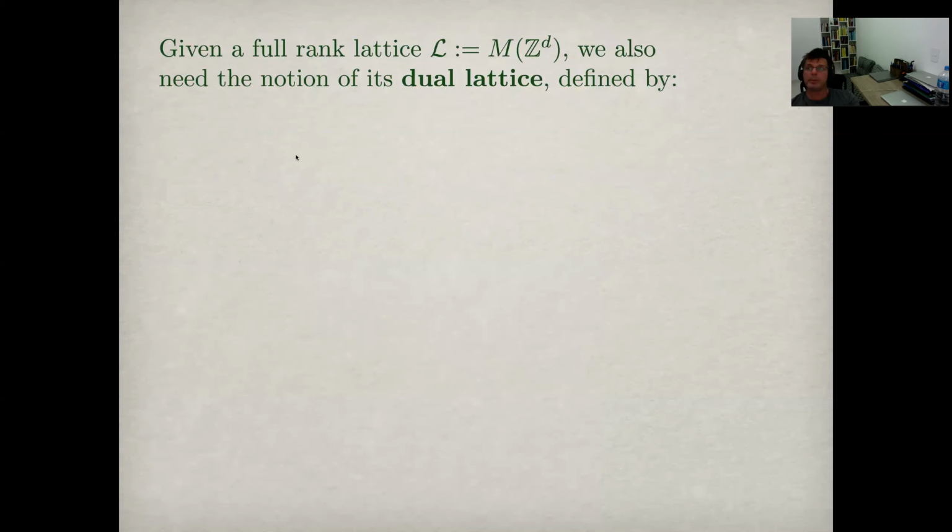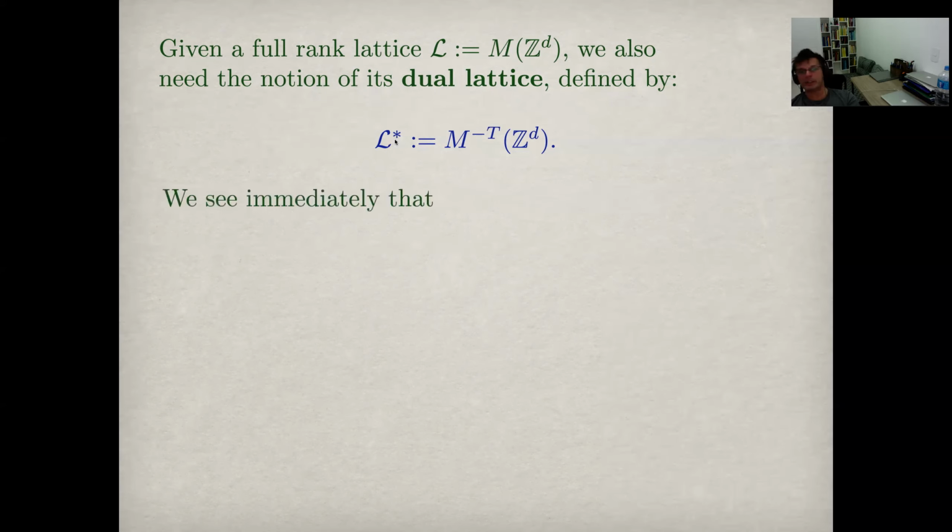We need one more piece of information at the moment about lattices, and in the future we'll get back to a much more detailed study of lattices, as we do in the book. Given a full rank lattice L equal to the image of the integer lattice under the matrix M, we also need the notion of its dual, defined by M inverse transpose of the integer lattice. So a full rank lattice by definition has a matrix M which is invertible. We take the inverse, we transpose it, we apply that to the integer lattice, and by definition that's the dual.